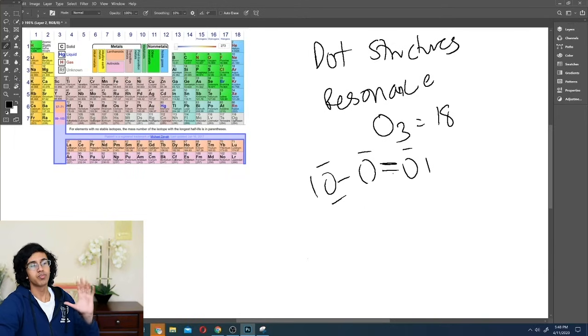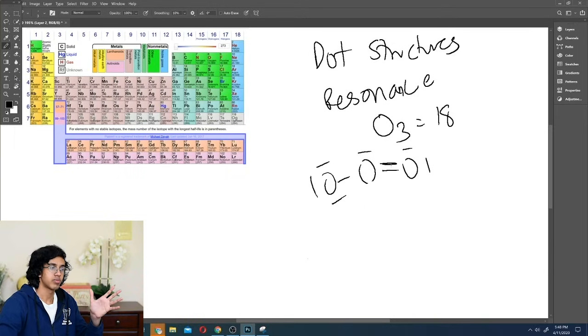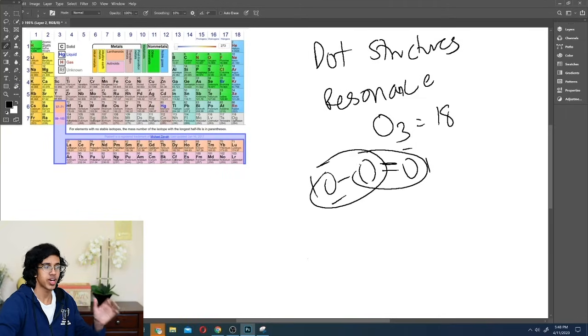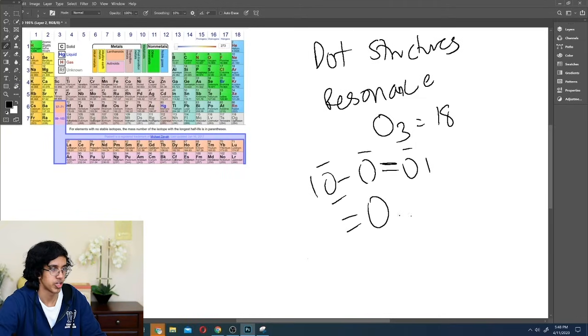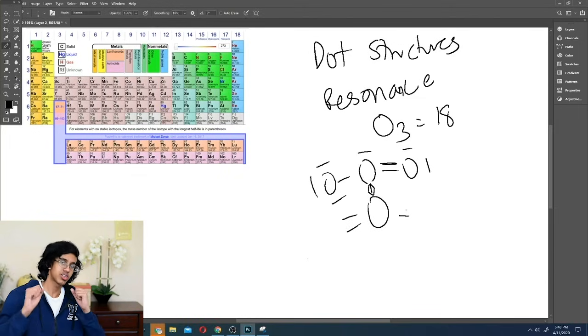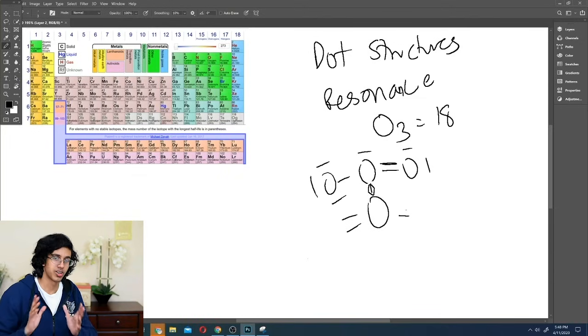Now, however, this bond doesn't necessarily stay in the same place, because this bond could either form between these two, or it could form between these two. It doesn't really matter. So basically what happens in the molecule is that this bond just shifts over here really quickly, and it keeps switching which side it's on. And that's why it's called resonance, right? Because it's like vibrating, going from one side to the other. It's just forming different bonds at different times.